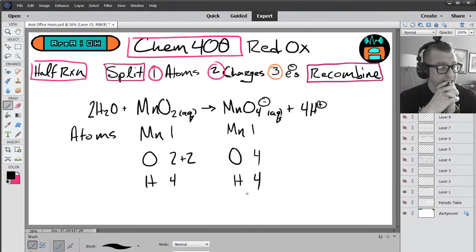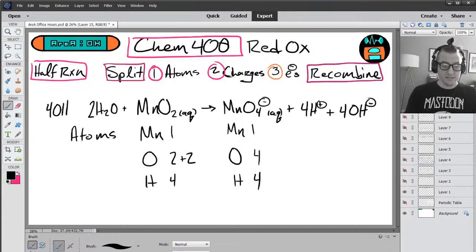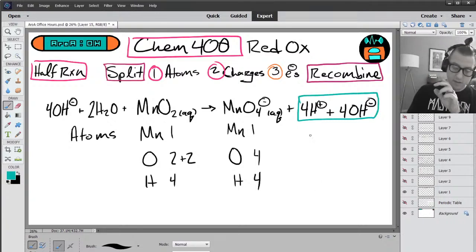You do the same thing when you're in basic media, except you can't leave that H plus there. You can use it to balance, you can use it as a placeholder, but you can't leave it there because H plus is hydronium. That's produced in acidic media. Basic media produces hydroxide. So to undo this effect, however many H plus ions you add, you have to add that many hydroxide ions to both sides of this equation. And the reason why you must do this is because of the following neutralization reaction.